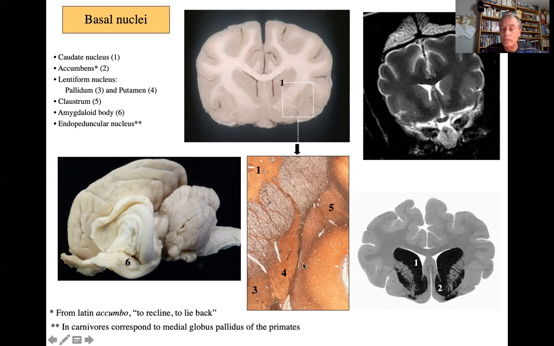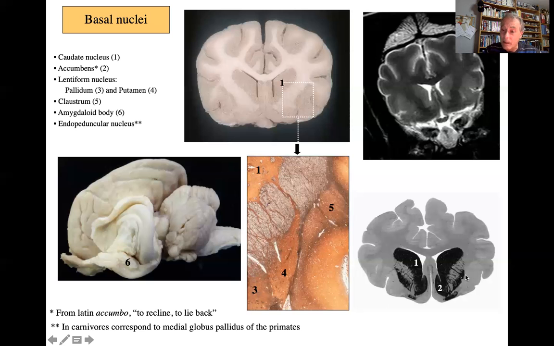The claustrum is located in the periphery and is separated from the putamen by the external capsule. Remember, the external capsule is formed by associative fibers, while the internal capsule is formed by projection fibers, right? The amygdaloid body.